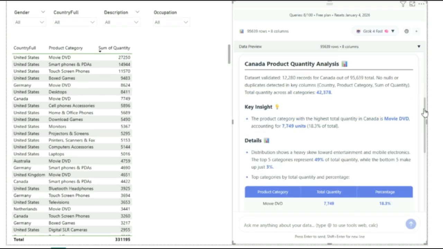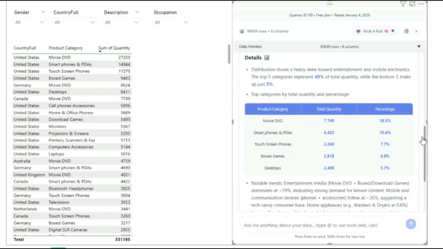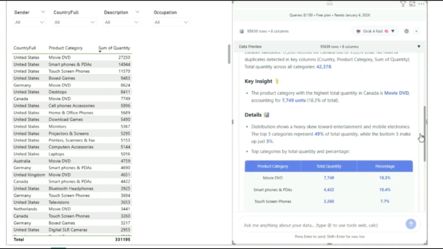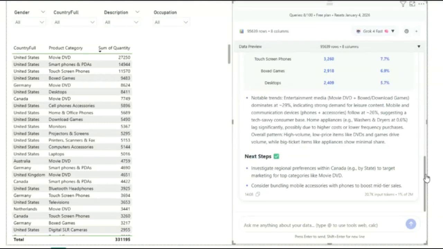Grok 4 Fast finishes slightly faster. The result is identical. Movie DVD again ranks first with 7,749 units, or roughly 18% of total quantity. The category rankings and distribution match the previous result. The main difference is delivery. Grok 4 Fast is noticeably more concise, capturing the same trends with fewer words.